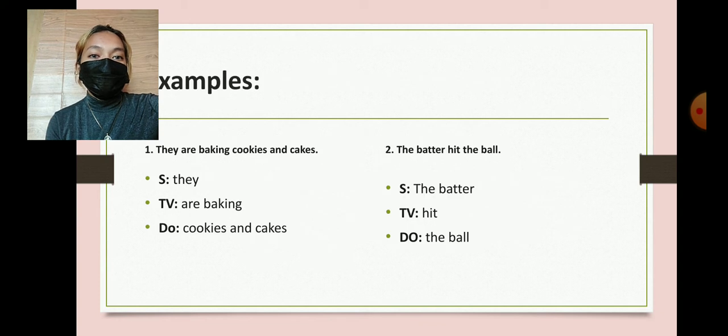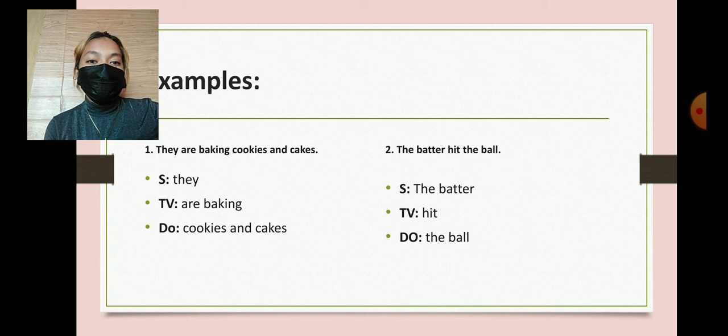So for example, number 1 is: They are baking cookies and cakes. So the subject is they, the transitive verb is are baking, and the direct object is cookies and cakes. For the second example, we have here: The batter hit the ball. So the subject is the batter because that is what we're talking about. And then the transitive verb is hit, and the direct object is the ball.